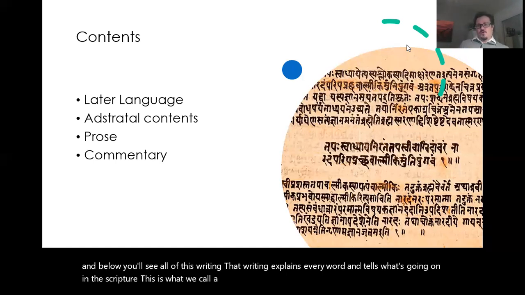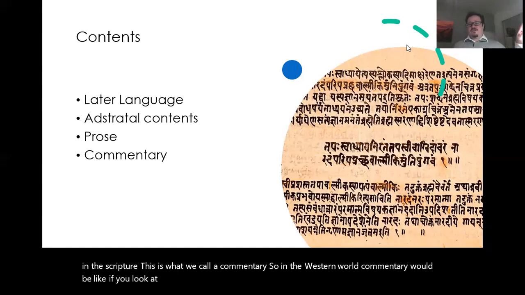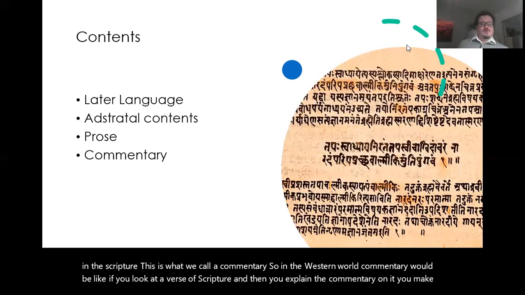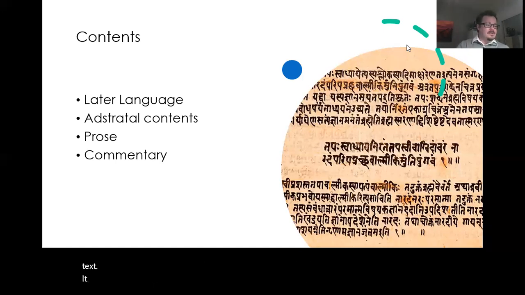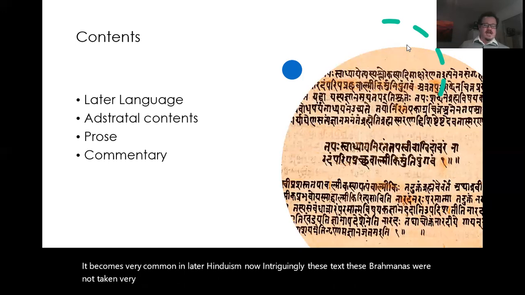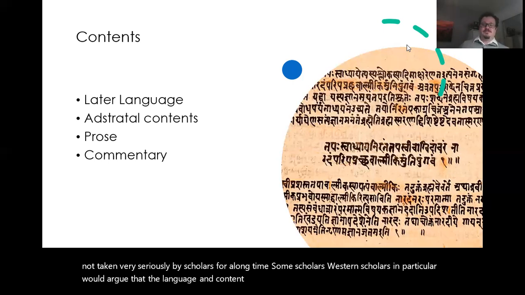So in the Western world, a commentary would be like if you look at a verse of scripture and then you make comments upon it. So in many ways with the Brahmanas, this is where we first see this type of text that becomes very common in later Hinduism. Now, intriguingly, these texts, these Brahmanas, were not taken very seriously by scholars for a long time. Some scholars, Western scholars in particular, would argue that the language and content is so different that it must be a degenerate form of Vedic knowledge.